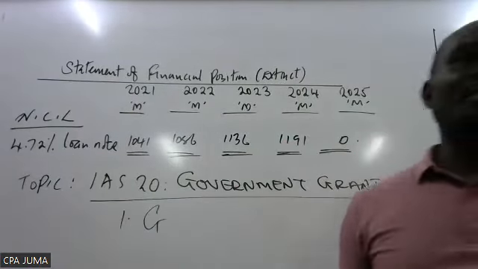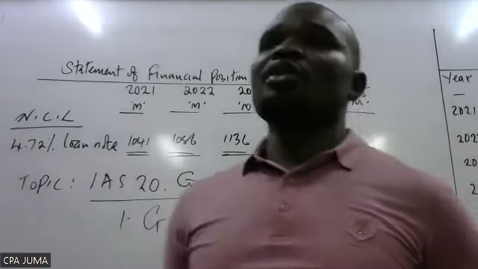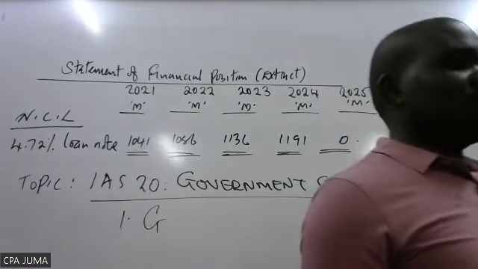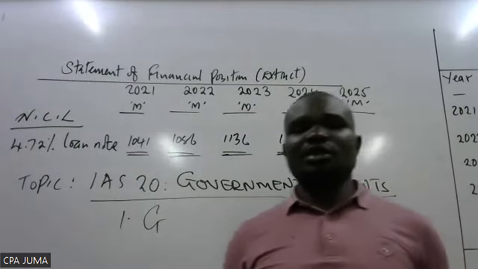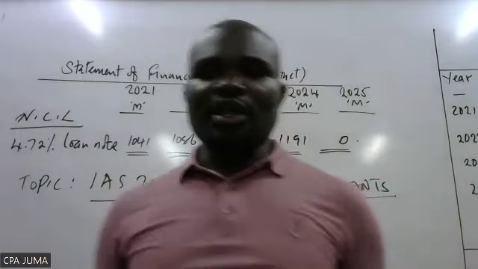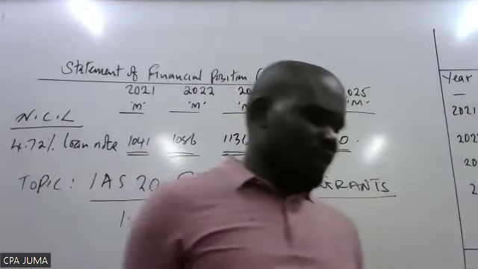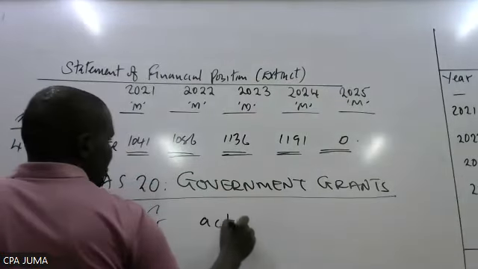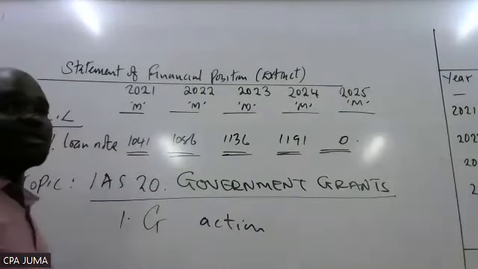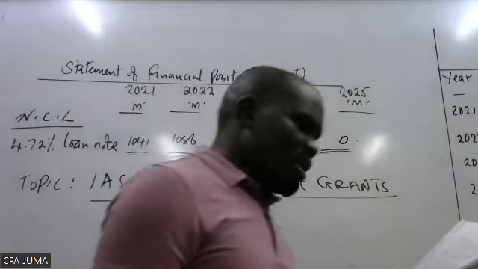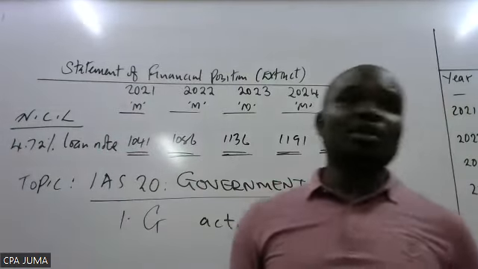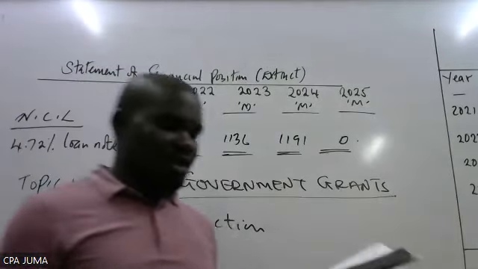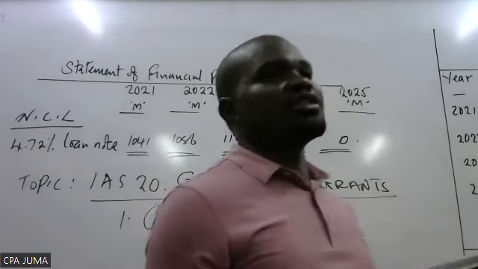Number two, government assistance. Then you say, it is an action. Government assistance is an action by the government to provide economic benefits.